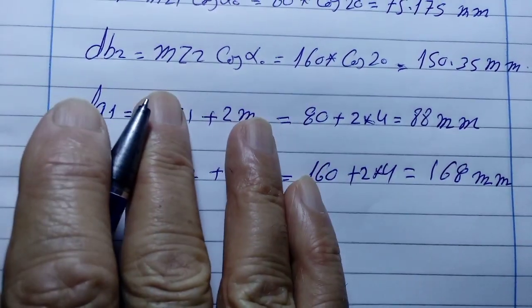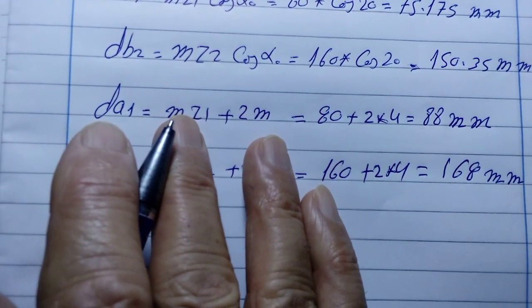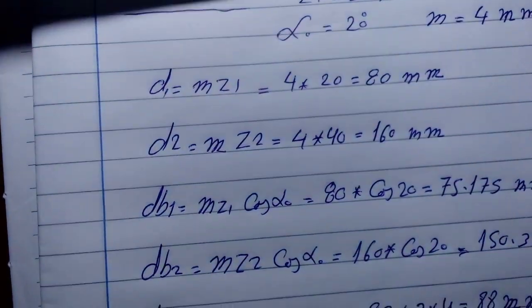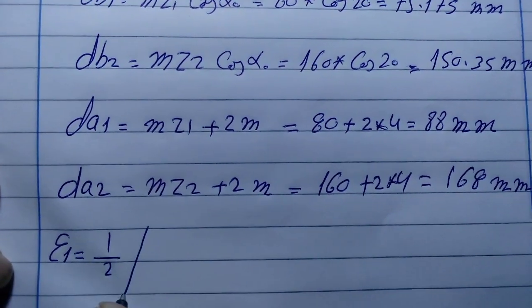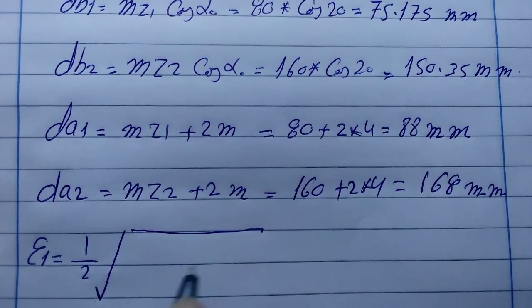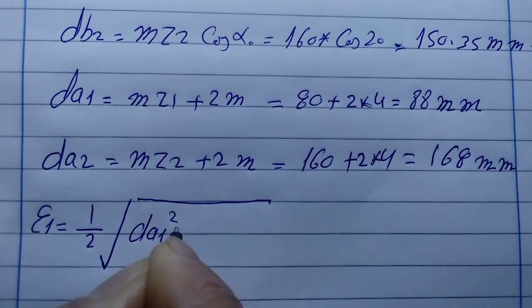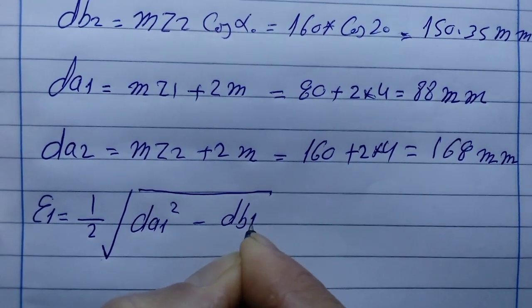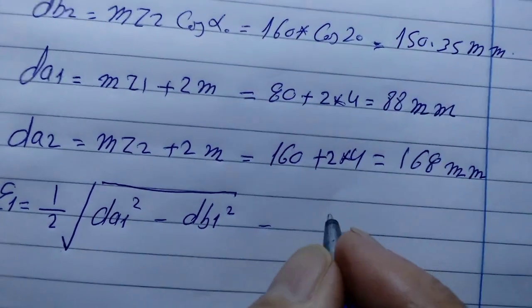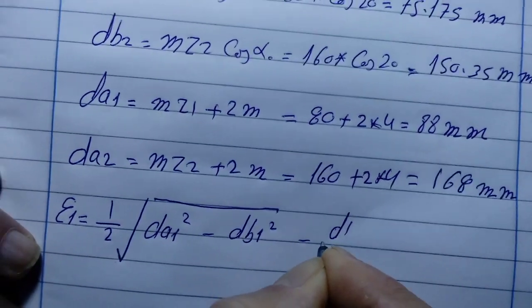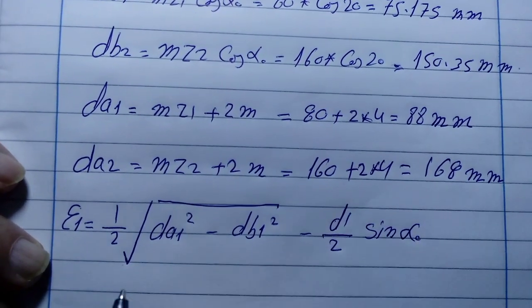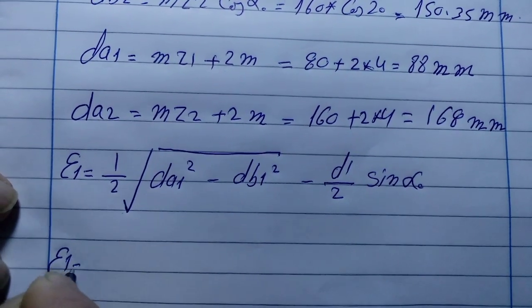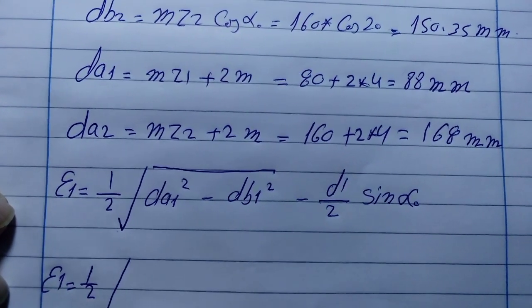Now we have the data. Now we need the length of path of recess E1. So E1 is equal to half square root of DA1 square minus DB1 square, minus D1 divided by 2 sine alpha naught.